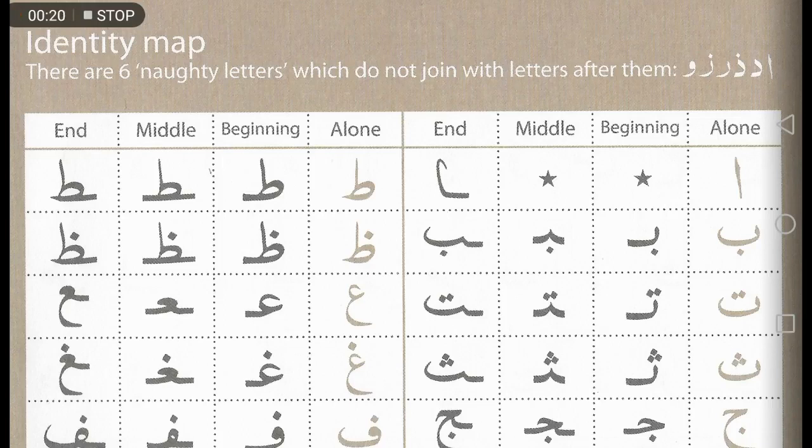Okay. Firstly, you need to understand that there are 6 naughty letters which do not join with letters after them. That will make sense as we go through the page, but if I just briefly explain, they will not have a physical join with the letter after them. They may join phonetically, but they will not have that physical join. They just don't like anything touching them after them, but they're okay for a letter to be before them physically, connected to them.